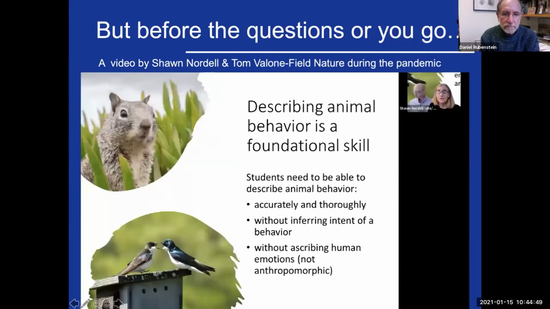Well, one of the things we always want our students to do is be able to have great observation skills, and in particular, describing animal behavior is really a foundational skill. Students need to be able to describe animal behavior accurately and thoroughly, without inferring the intent of a behavior, such as saying, "Ooh, the squirrel up here is surprised," or without ascribing human emotions. So in other words, of course, not being anthropomorphic, such as talking about the angry birds.